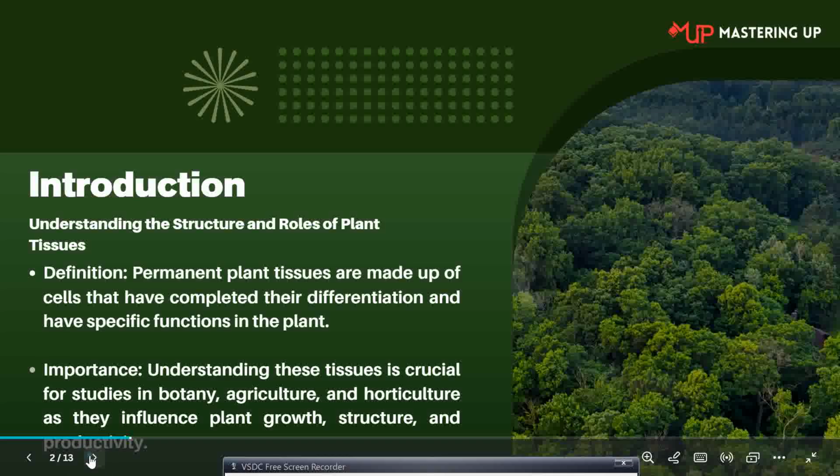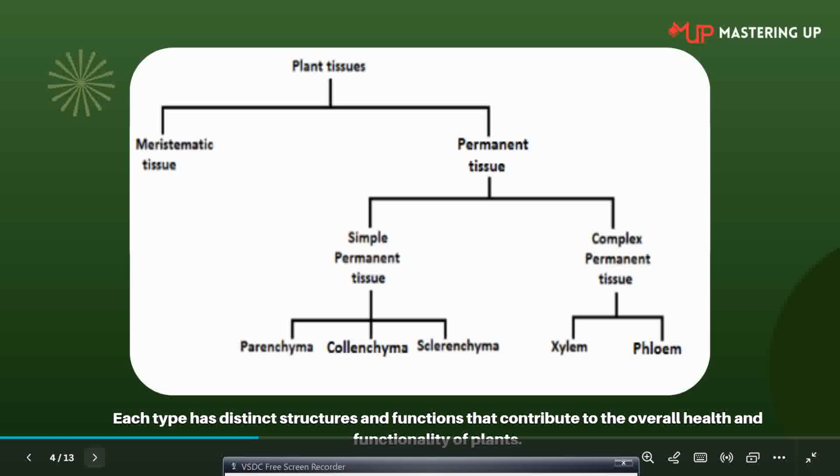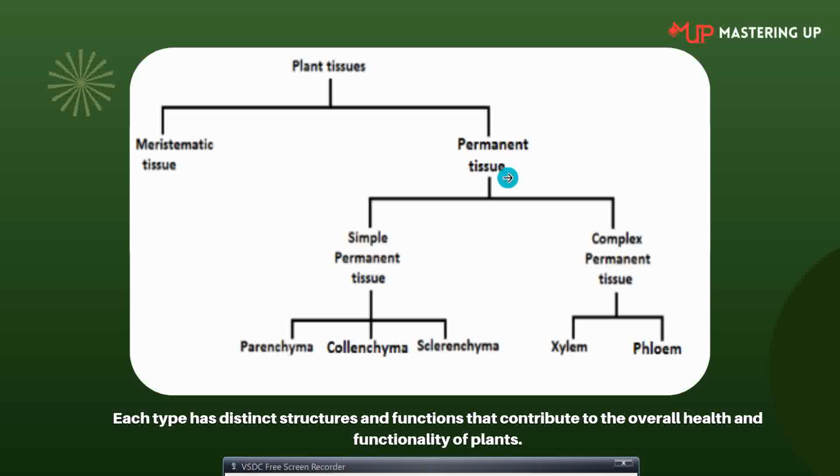First of all, we studied about the importance and definitions. These tissues are made completely after the growth, with specific functions present for each type of tissue. Now the importance is it helps in the growth, structure and productivity of the plants. Now the basic classification is there: plant tissues, meristematic tissue and permanent tissue. So here the point of interest is permanent tissues, so just look into that.